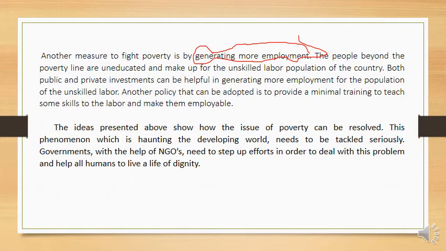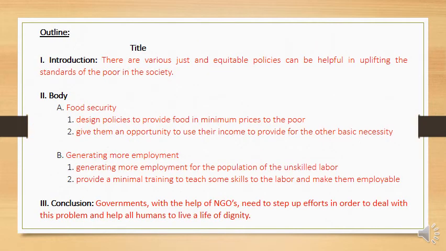So in this paragraph, I summed up what was stated in the essay. I restated the thesis but using different words also. Let's now move to the outline. Check this. In the introduction, as I told you, we just wrote the thesis statement. That's it. There are various just and equitable policies that can be helpful in uplifting the standards of the poor in the society. So, in the introduction, you just write the thesis.